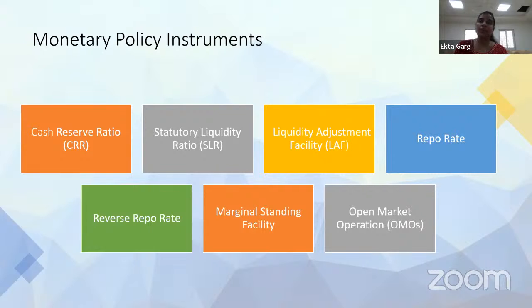Then we have qualitative credit. So there is some mandation, right?